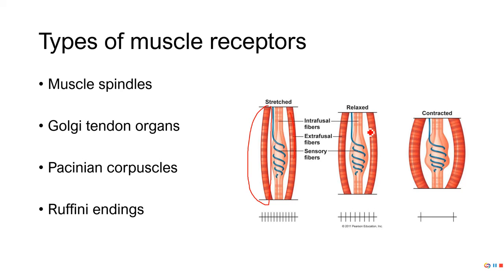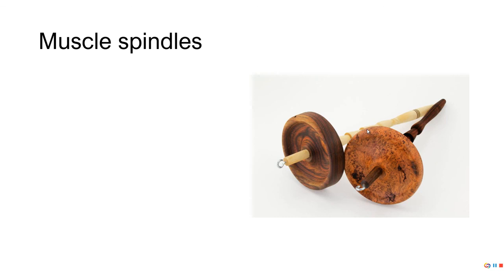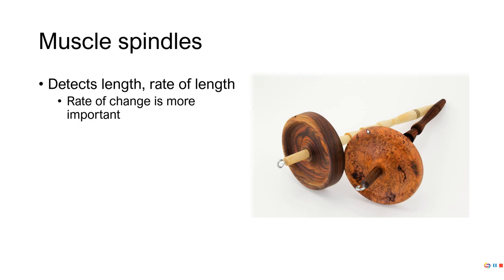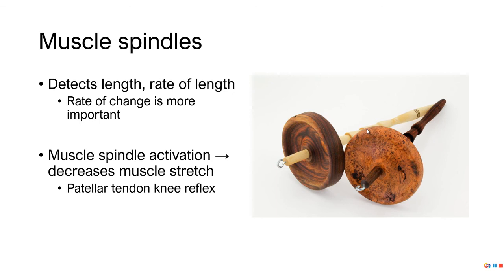Okay, so muscle spindles. Now we talked about these in physiology, and muscle spindles detect length and the rate of change in length. Okay, and the rate of change is more important. So how fast is the length changing? Okay, and so when muscle spindles are activated, they decrease muscle stretch. So for example, they cause the patellar tendon knee reflex. When you get hit on the knee at the doctor, that stretches out your quadriceps. Now it doesn't change the length very much, but in that instant, the rate of change in length is very high. And so the muscle spindles are activated.